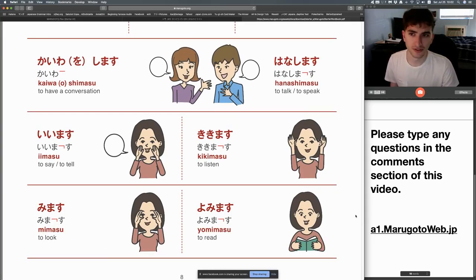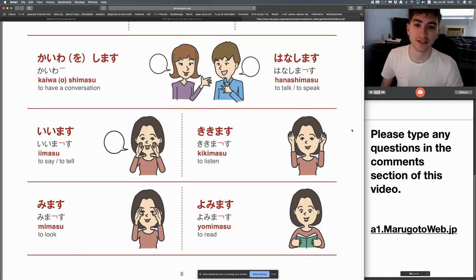I'm sure you do all these things every single day, right? You listen to people, you look at things, you read books, you read labels, whatever. You say things to people, you talk to people, you have conversations. Try using these in your everyday Japanese, right? If you have flashcards, I recommend writing these down on flashcards so that you know these words when you want to say them, right? Every day.